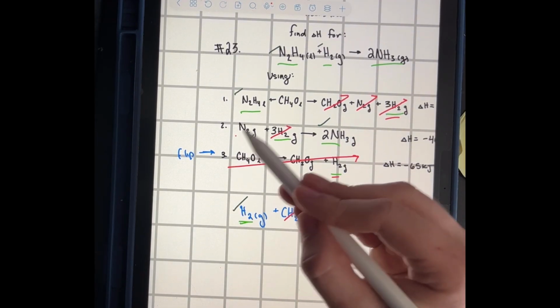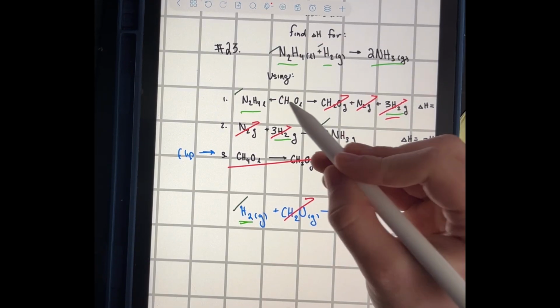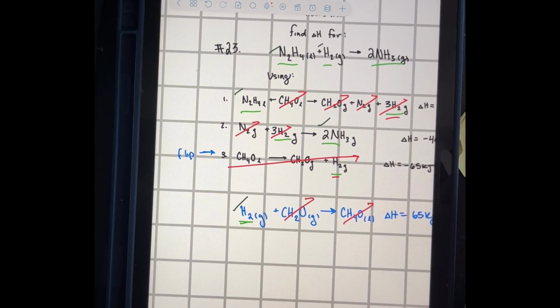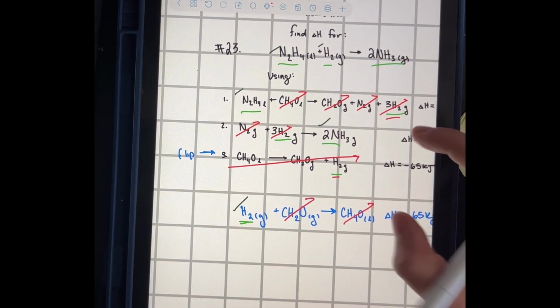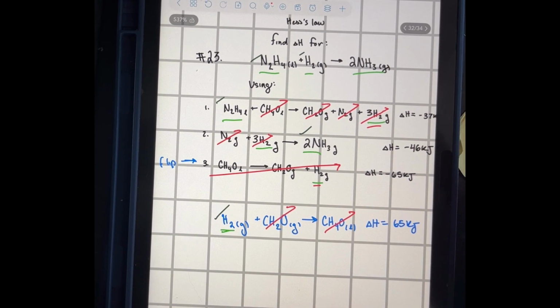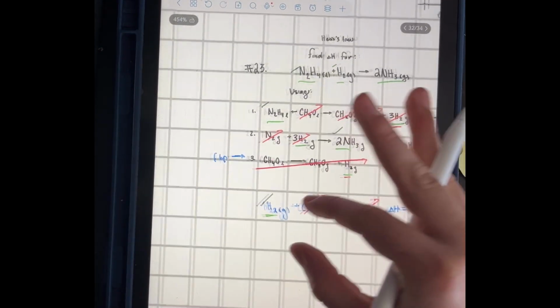N2 is a gas, N2 over here is a gas. I can cross that off. CH4 is a liquid, CH4 is a liquid. Cross that off. They also have to be on separate sides, so reactant and product. But okay, so now I have, I think, crossed off everything that I need to. Anything that's not in the equation, basically. And now I can rewrite my equation.